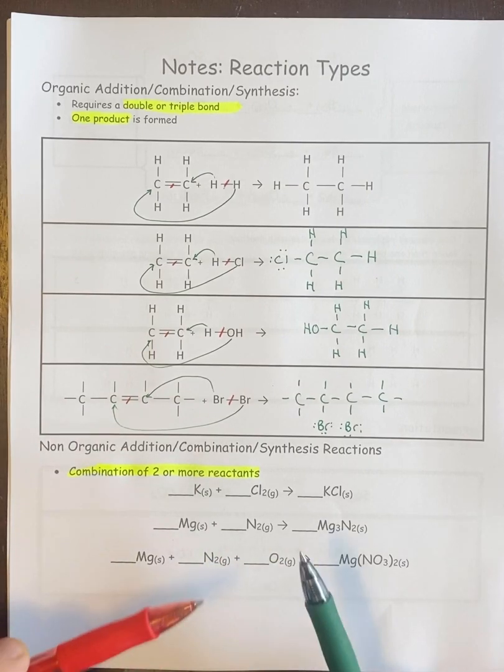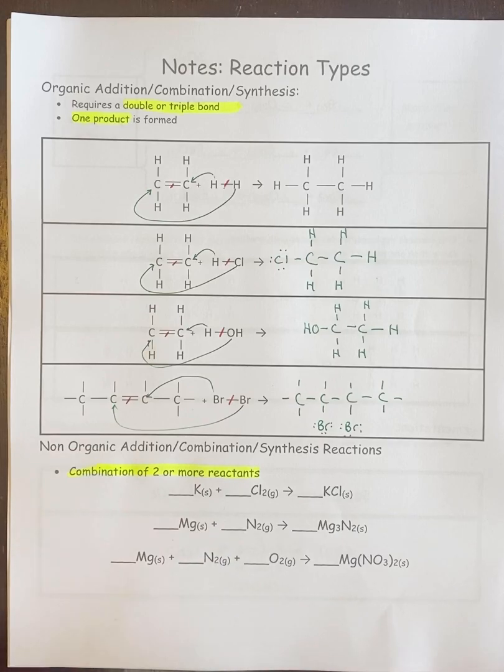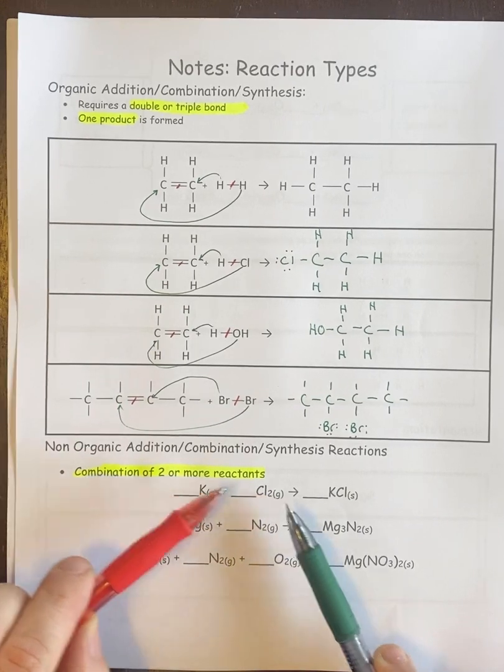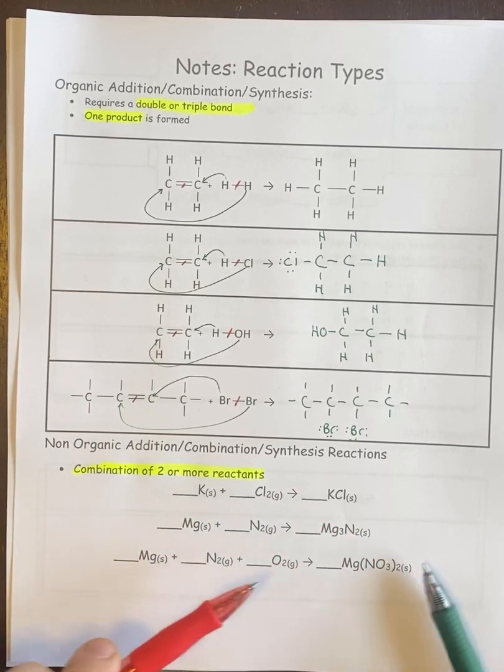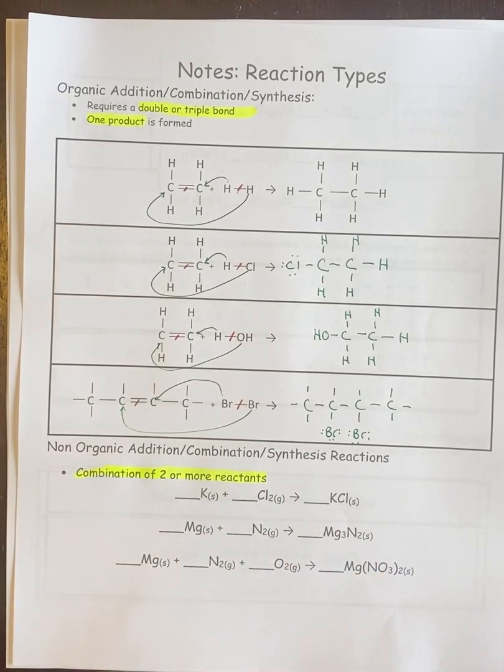I'm not going to get into it, but basically, here's how you do inorganic addition. You look at it and you say, okay, 2 things, they came together. There were 2 here, they came together. There were 3 here, they all came together. That means it's called addition or combination. Those names should be very obvious. Synthesis is a little bit less.